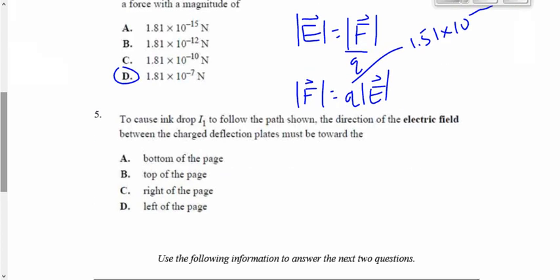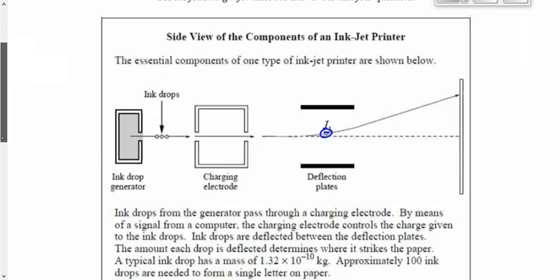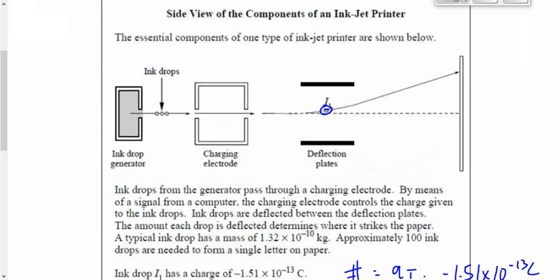5, this is one that messes people up sometimes. To cause the ink drop I1 to follow the path shown, the direction of the electric field must be toward what? Let's go back to our diagram here. What kind of charge does this ink drop have? Well, we already established that it's negative, right? It tells us at the bottom of the page that it has a charge of negative 1.51 times 10 to the negative 13 coulombs. So what the value is now doesn't matter for this question, but the fact that it's negative does.